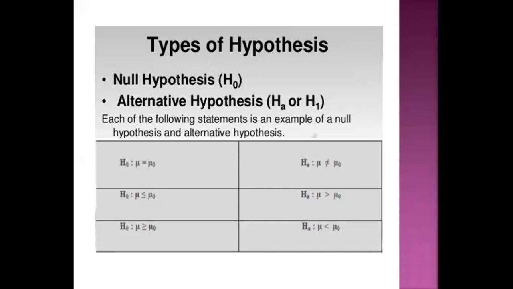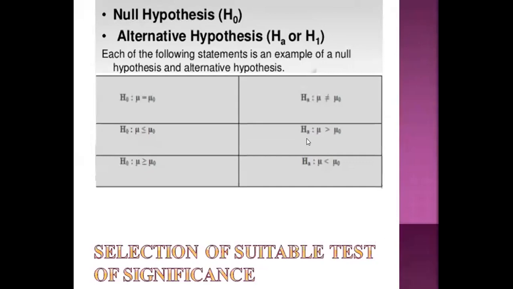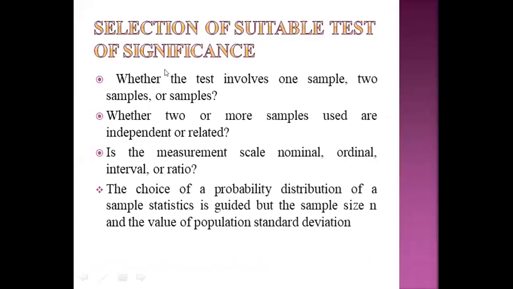This is also the same type of hypothesis: null and alternate hypothesis. You can state the null hypothesis in this way: mu equals mu naught, or mu is less than or equal to, and on the opposite side you can write the alternate hypothesis as a contradictory statement. Now the question comes: how do we select a suitable test of significance?